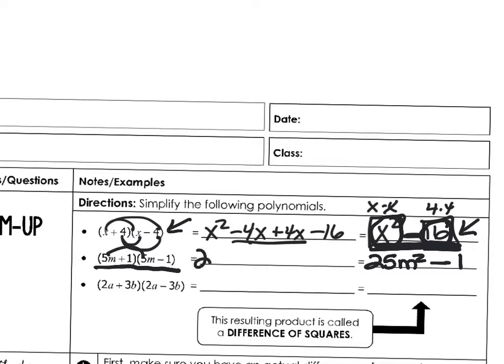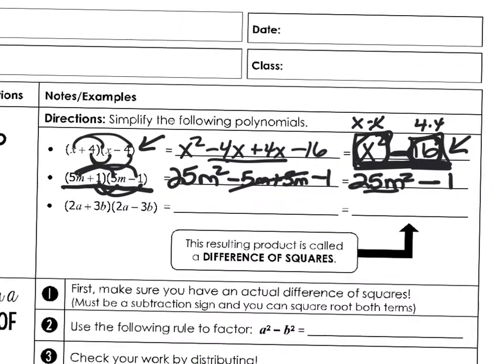5m times 5m is 25m squared. 5m times -1 is minus 5m. 1 times 5m is plus 5m, and 1 times -1 is -1. These cancel out each other, and you're left with 25m squared minus 1. All right, so these are called the difference of squares.